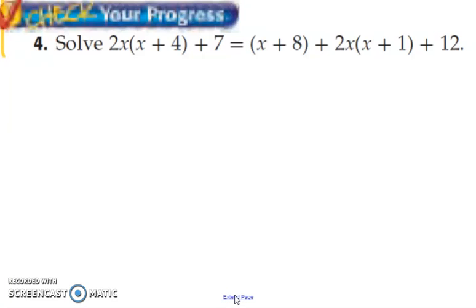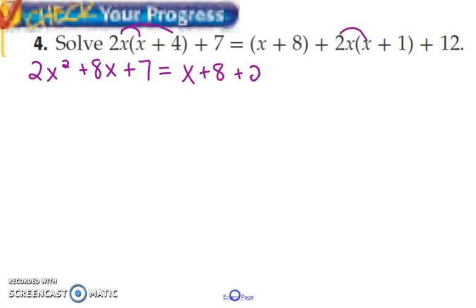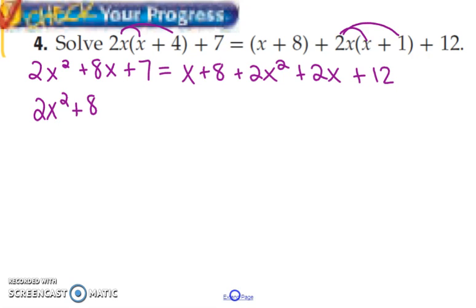I'm going to distribute. You get 2x squared plus 8x. Bring down the plus 7. Over here, I just have x plus 8. There's nothing in front to distribute, so I can get rid of those parentheses. Then I distribute the 2x, getting 2x squared plus 2x plus 12. So now, this left side has nothing to combine. So I'm rewriting.